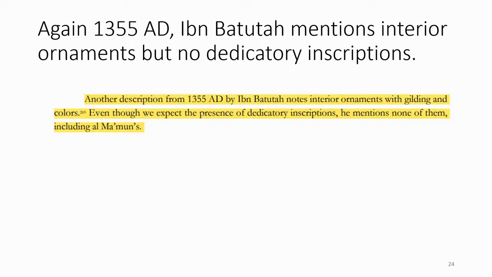Again, in 1355 AD, Ibn Battuta mentions interior ornaments but no dedicatory inscriptions. Another description from 1355 notes interior ornaments with gilding and colours. Even though we expect the presence of dedicatory inscriptions, he mentions none of them, including Al-Mamun's.